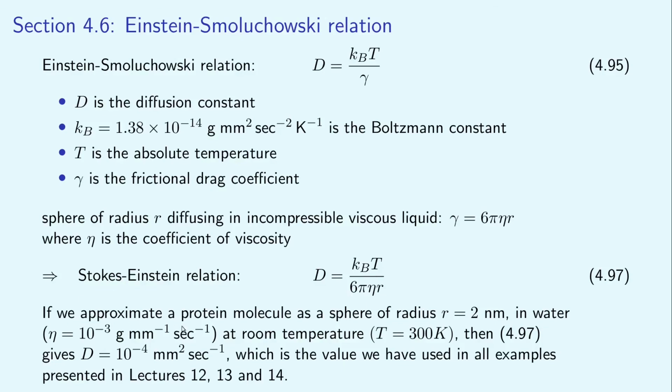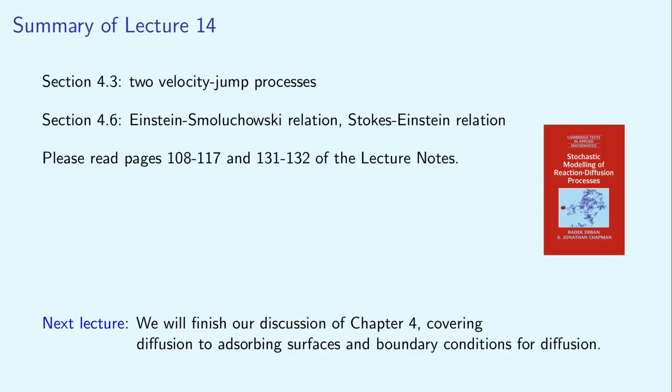If we approximate a protein molecule as a sphere of radius 2 nanometers in water at room temperature, then the Stokes-Einstein relation gives us that the diffusion constant d is 10 to minus 4 mm square per second, which is the value we have used in all examples presented in lectures 12, 13 and 14. This brings me to the end of lecture 14, where we have presented two velocity jump processes from section 4.3 and the Einstein-Smoluchowski relation from section 4.6.